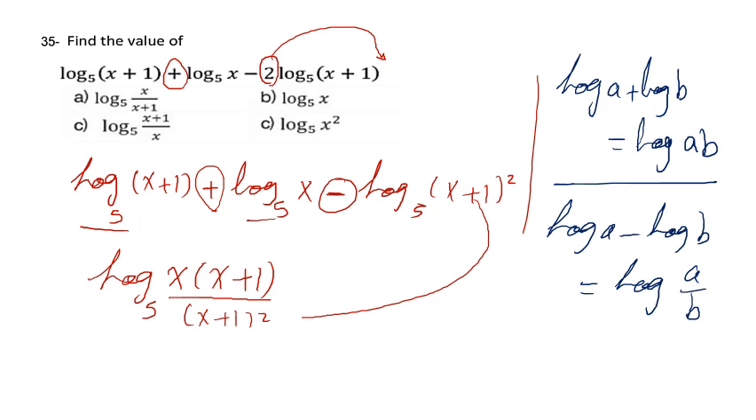So let's simplify x plus 1 with 1 of the power. So it's going to be log base 5 of x divided by x plus 1. So the right answer is A.